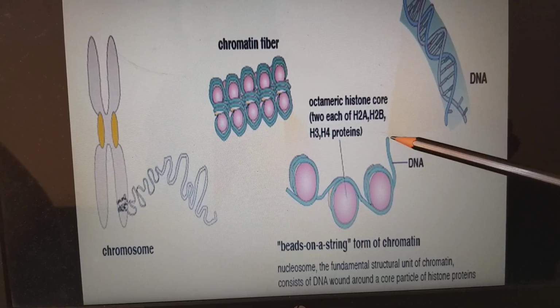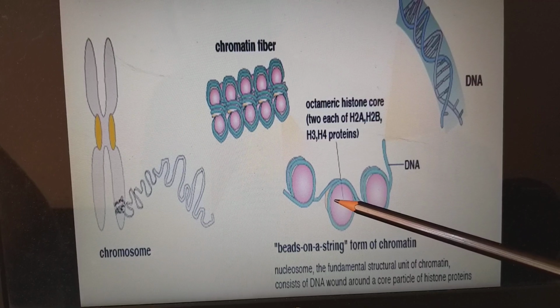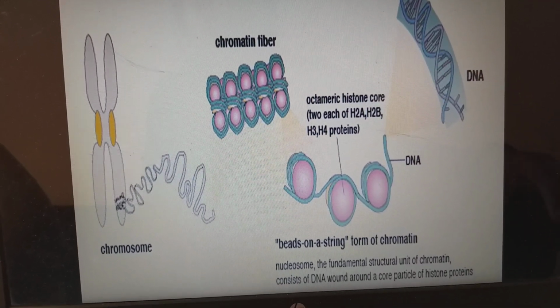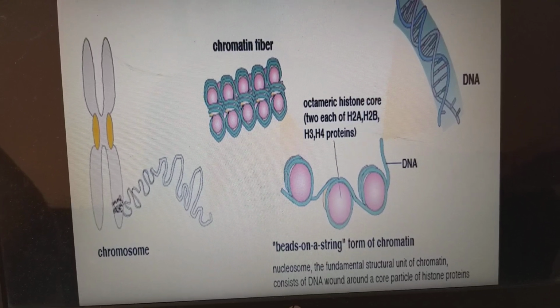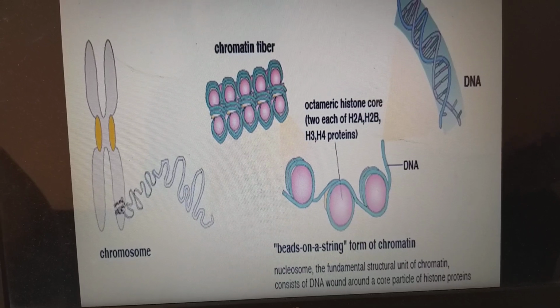In this bead and thread, the thread is nothing but the DNA. The bead is nothing but the nucleosome, which has an octamer. So totally we have 5 histone proteins. What are the 5 histone proteins? H1, H2A, H2B, H3 and H4.